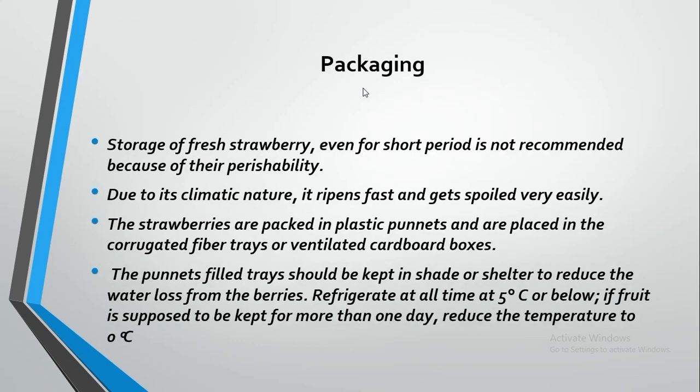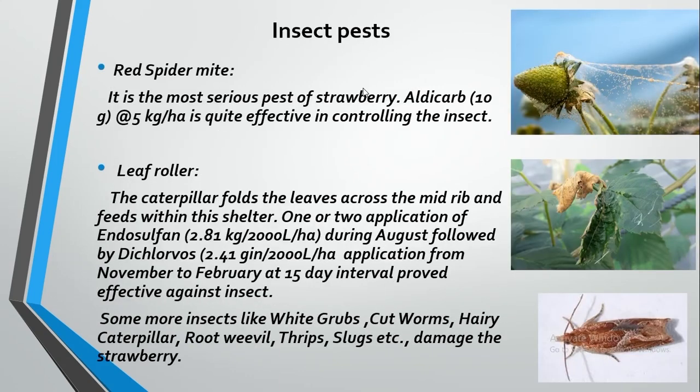Now packaging. Strawberry is generally packaged in small plastic box because it ripens fast and also gets spoiled very easily. Now insects and pests of strawberry. So first is red spider mite. For its control, we can spray LT-Carb 10 gram at the rate 5 kg per hectare.